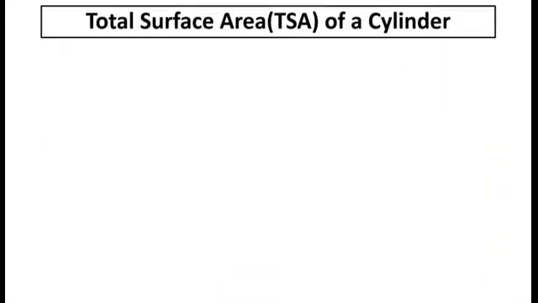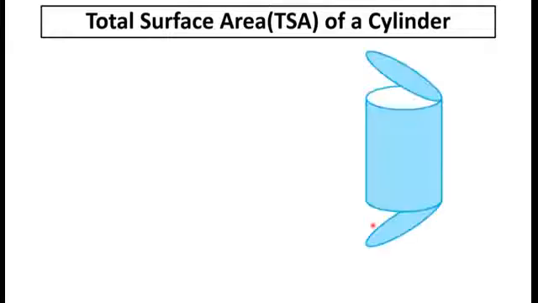Total surface area of a cylinder. A cylinder has been shown here in the figure. For this cylinder, there is a curved surface area as shown by this arrow, and there are two circular areas which have been shown by this arrow. So this is the bottom circle and this is the top cover.